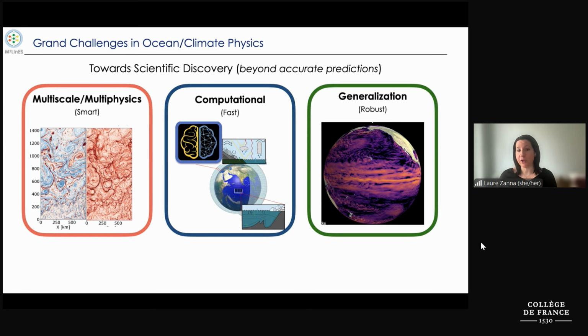Those challenges are true in the era of AI, but they were true in the past and they will continue to be true. We really want to understand how scales interact with one another in the complex climate system. We want to have simulations that are faster, and that's where potentially AI can help, but other traditional methods can help as well. And everything we do has to be robust. It has to generalize. So I want to focus on those three challenges as I go through this talk, because that should be the holy grail, not just accurate prediction in a way.